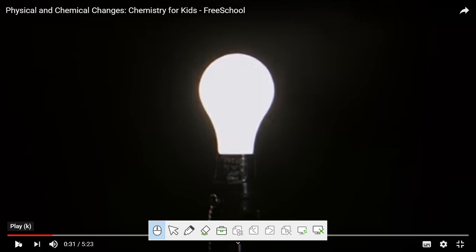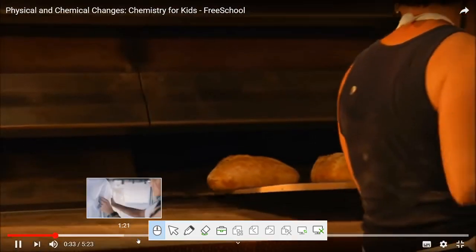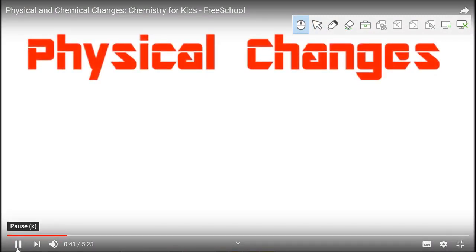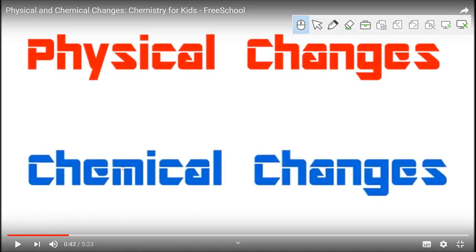Okay, boys and girls? So, matter is changing all the time, and creating new substances. In chemistry, most changes are divided into two categories: physical changes and chemical changes. So, we have two ways to change matter: physical and chemical.